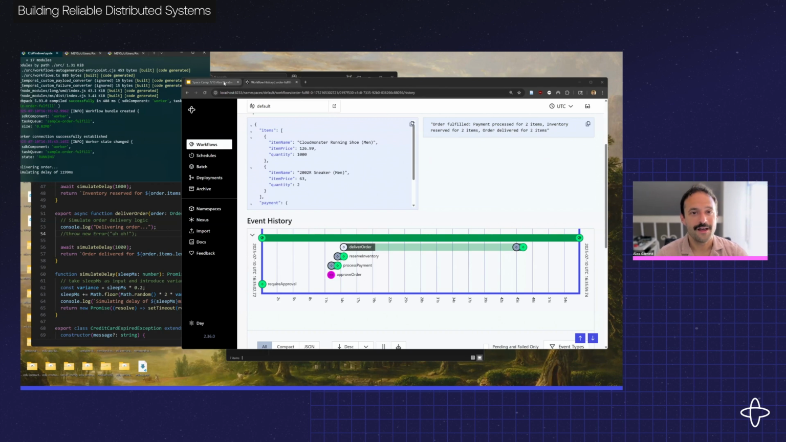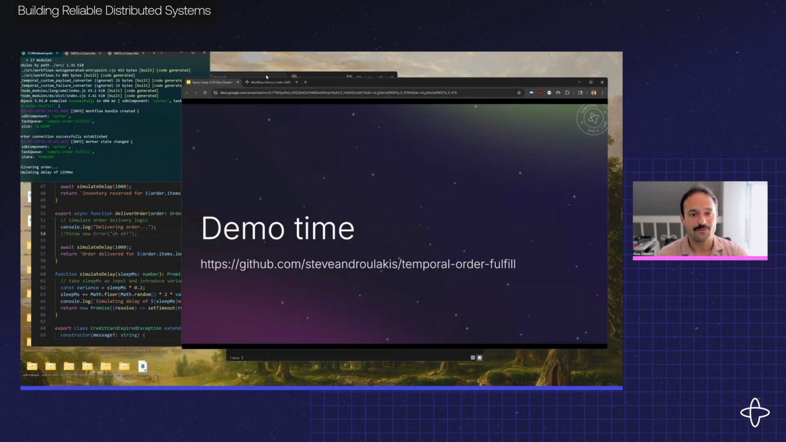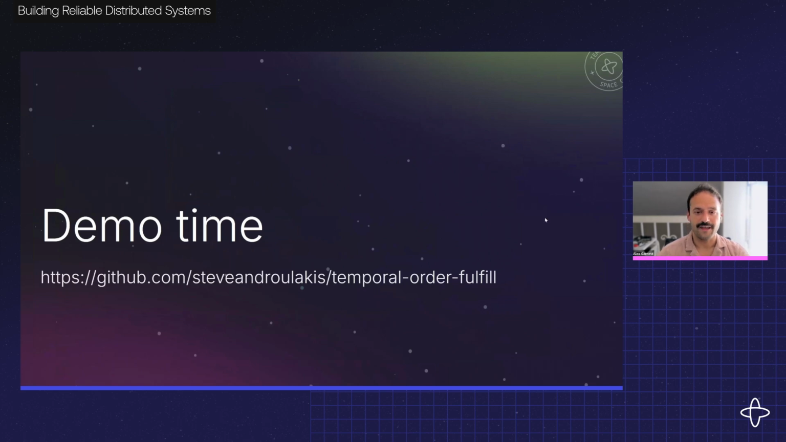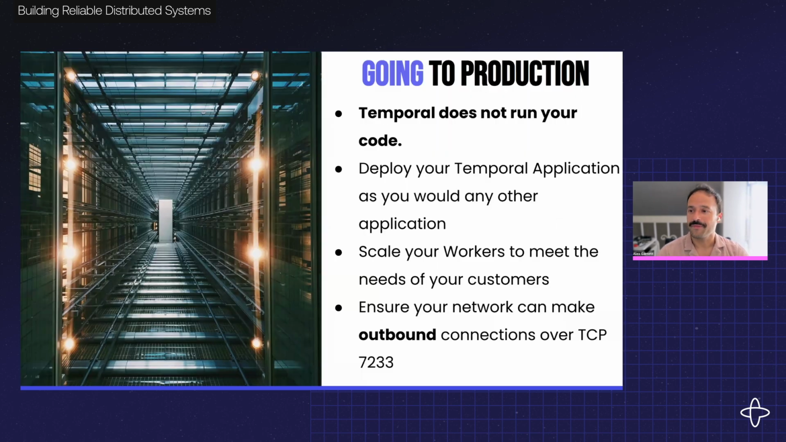All right. That's it for the demo. I'm just going to switch back, or actually, I can probably just do it this way at this point. Leave full screen that. All right. So when you go to production, Temporal, like I said, doesn't run your code. Your workers run your code. Temporal orchestrates your applications.